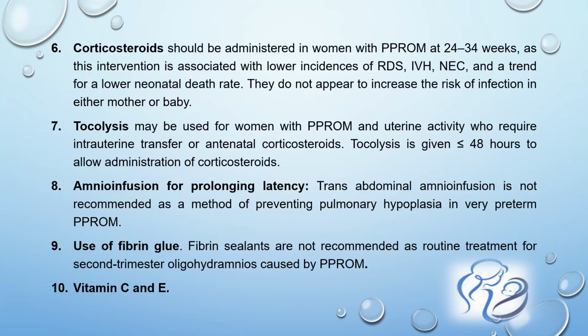Amnioinfusion for prolongation of latency: transabdominal amnioinfusion is not recommended as a method for preventing pulmonary hypoplasia in very preterm premature rupture of membrane. Fibrin glue: fibrin glue and fibrin sealant are not recommended as a routine treatment for second trimester oligohydramnios caused by premature rupture of membrane. Vitamin C and E: they saw that if we give the patient vitamin C 500 mg and vitamin E 400 international units, it may be helpful to delay the labor by about 7 days. Okay, but so far this is theory and not approved.